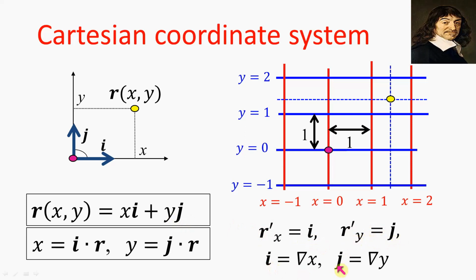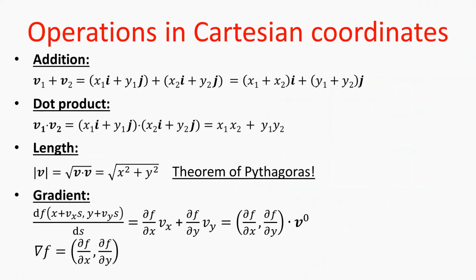i and j basis vectors can also be obtained as gradients of coordinates x and y. It means that basis vector i is in fact the direction in which x changes with the highest rate. If there is a one-to-one correspondence between vectors and coordinate pairs, then all operations can be evaluated in coordinates as well. So let's see how it can be done.